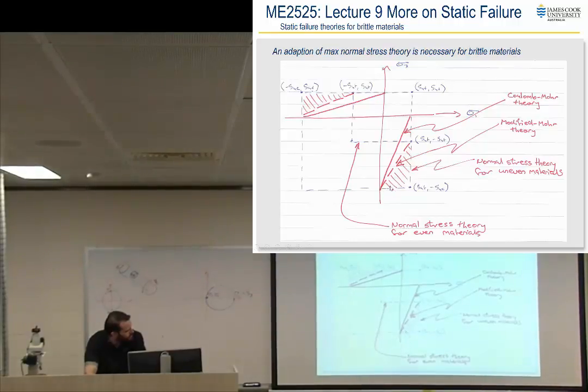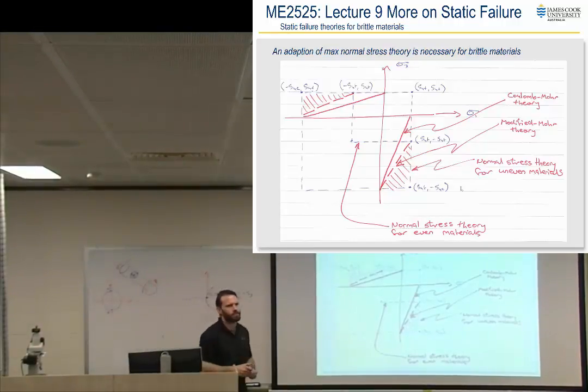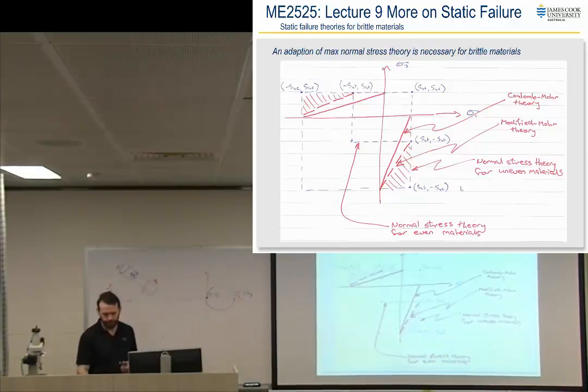Sigma 3 in compression, and that's SUC as well. Okay? And so you just draw a big box around that, and that's your failure surface. So the equations are almost as simple as for the actual normal stress theory, and I'll give them to you.